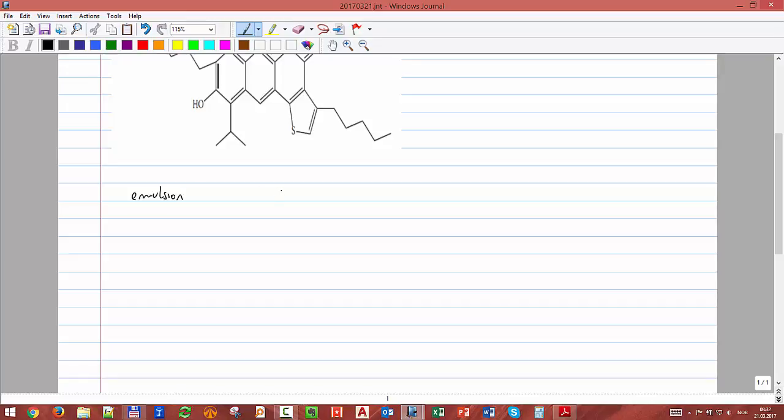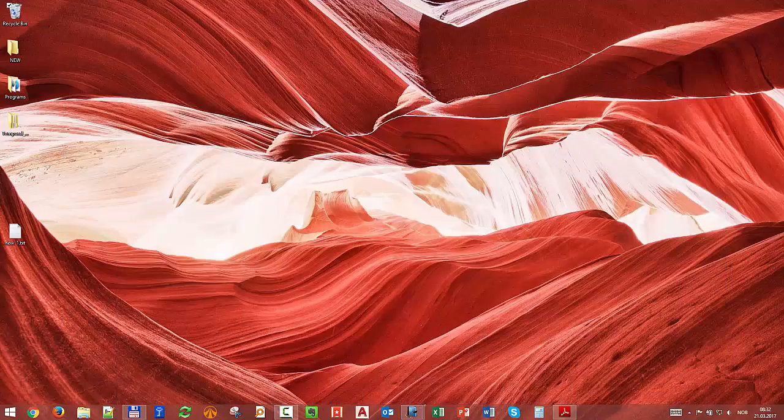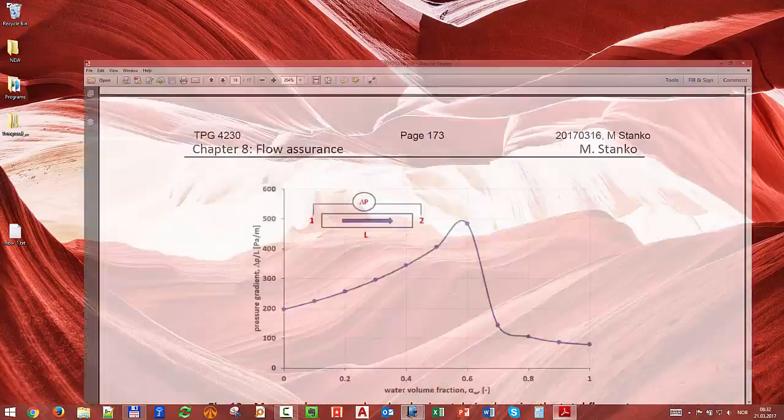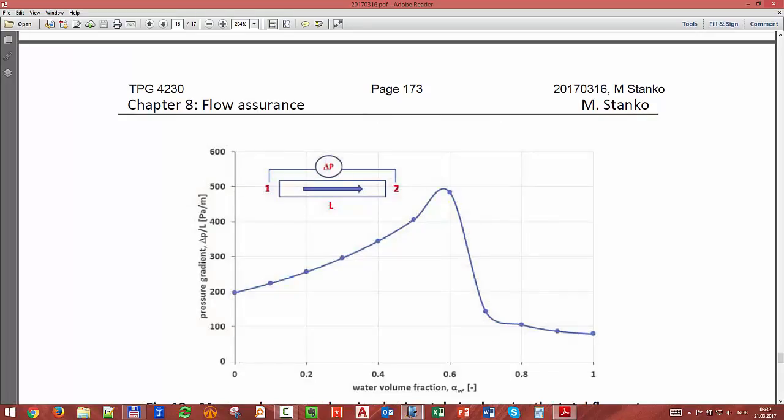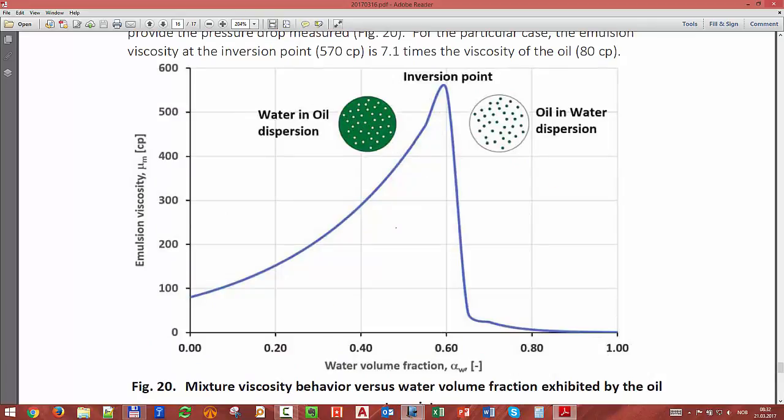That is, rho of the mixture equals rho of water times alpha of water plus (1 minus alpha of water) times rho of oil. But for the viscosity, we have a certain viscosity of the mixture that we can back-calculate from that plot. From that plot I can say what the viscosity of the whole mixture would be to have the same pressure drop.